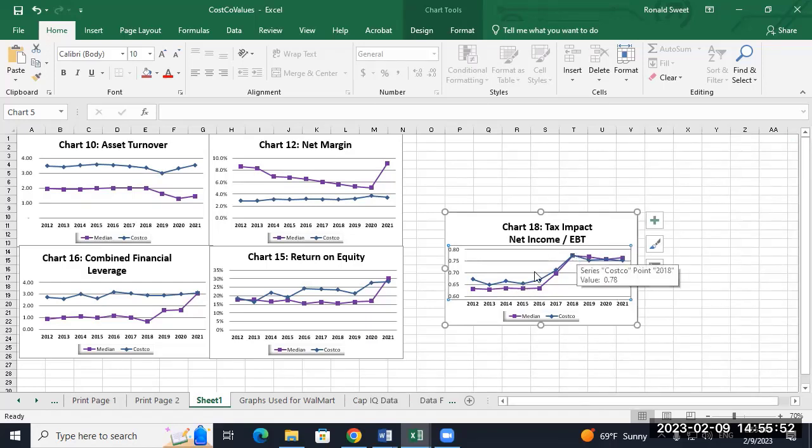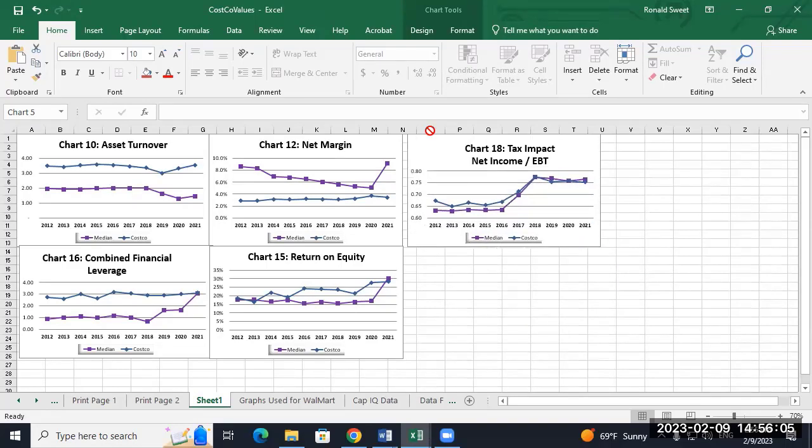Higher means less of a tax impact, but we did get a tax law change in 2017. I don't know if you remember the Trump tax law change. So that may be why they've gone from going up. So they have had some improvement because of the tax law change, but hopefully that's not a big part of it.